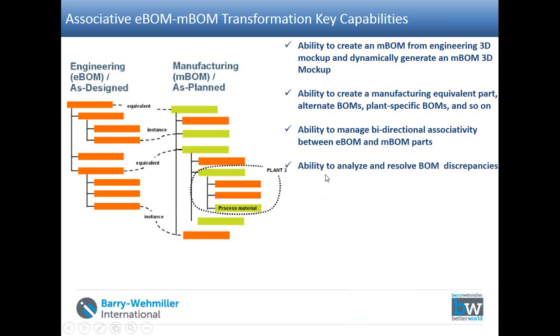And the next is the ability to analyze and resolve BOM disturbance. So if there is any discrepancy in the BOMs, both engineering and manufacturing can communicate with each other and analyze and resolve any BOM discrepancy. And then complete traceability. While you are transferring the E-BOM to M-BOM, the basic strength of this associative E-BOM transformation process and model is that you can have complete traceability between both the BOMs, the E-BOM and the M-BOM.